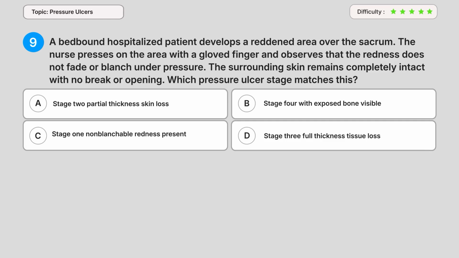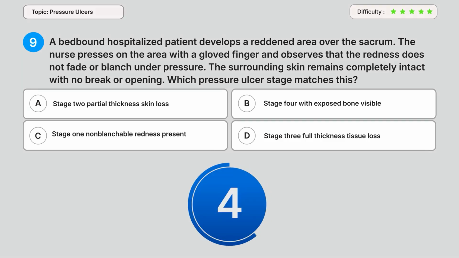A. Stage 2 partial thickness skin loss. B. Stage 4 with exposed bone visible. C. Stage 1 non-blanchable redness present. D. Stage 3 full thickness tissue loss. What do you think is the answer?